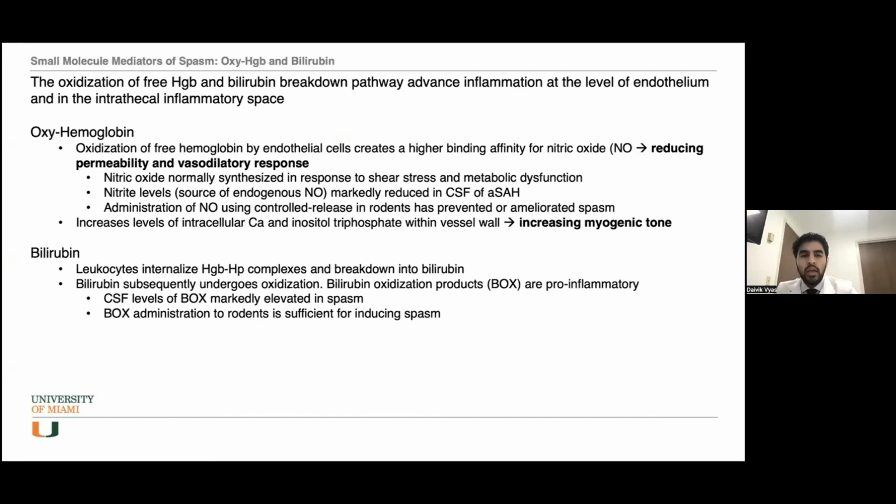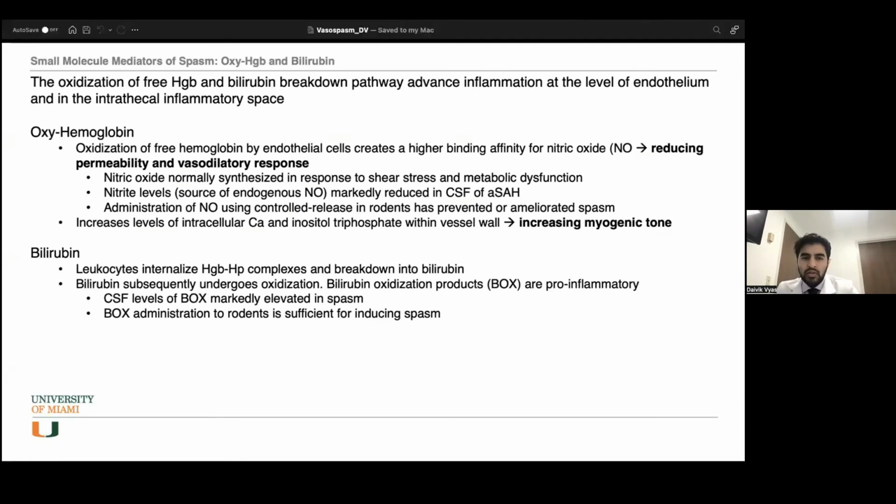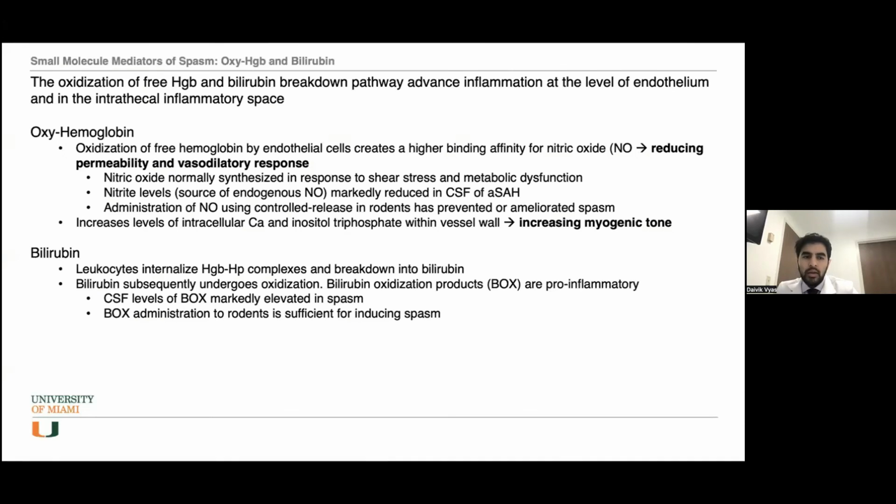But the second one is bilirubin itself. Like I mentioned earlier, white blood cells would take up the hemoglobin that's within the subarachnoid space and break it down, and bilirubin will get oxidized into bilirubin oxidation products, which are also known to be pro-inflammatory. In this case, what we've seen is that BOX administration in rodents is sufficient to induce vasospasm, independent of vasospasm being ongoing.